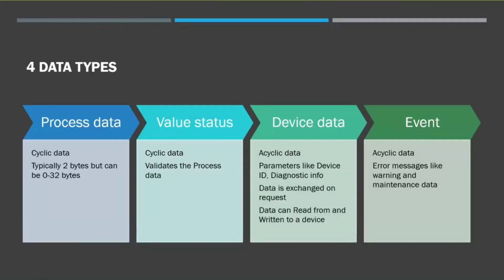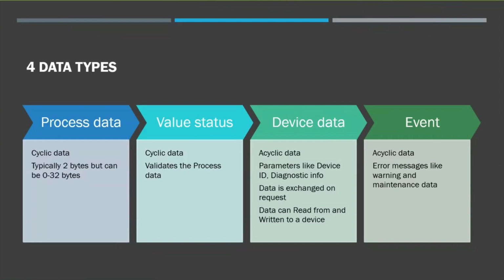So we have 4 data types in IO-Link communication. First is process data. This represents the latest state of the sensor. It can be the speed or the distance in case of laser sensors. And this is transmitted cyclically, which means this is going to be spitting out data at regular intervals. And generally, this data consists of 2 bytes, but the capability of process data can actually be up to 32 bytes if your sensor has a lot of other things that it is sending out.